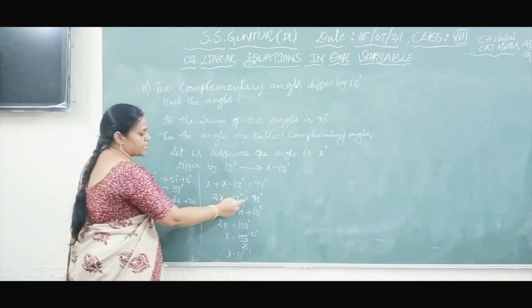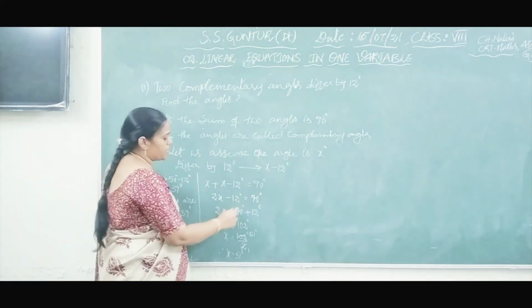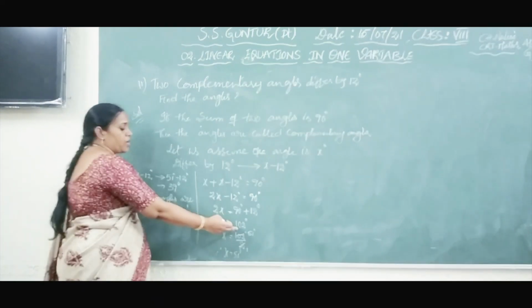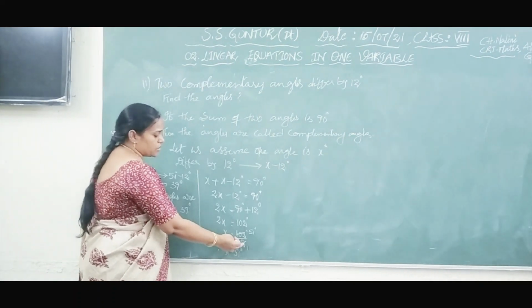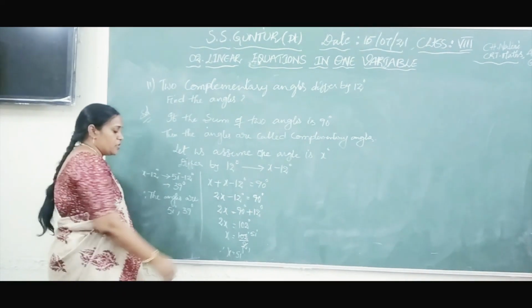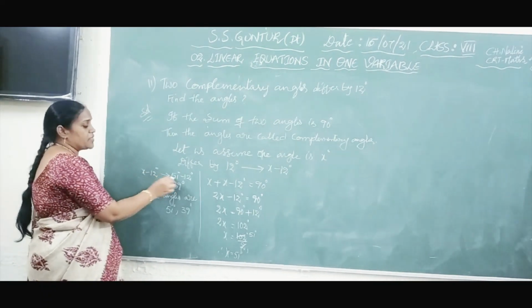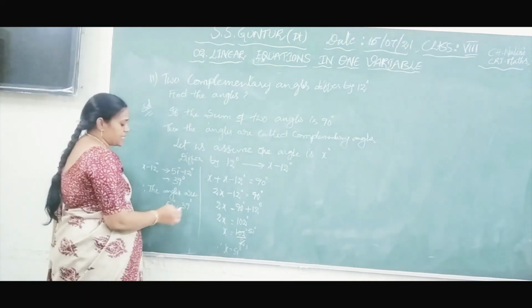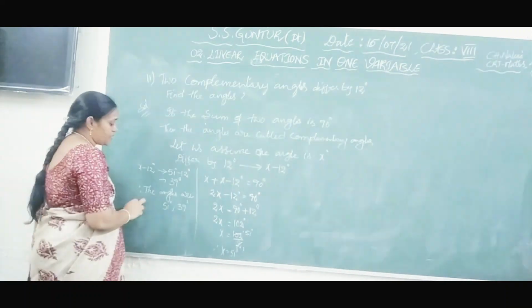Now taking the x part to one side, 2x is equal to 90 minus 12, transfer that side, plus 12. 2x is equal to 102 degrees. x is equal to 102 by 2. Two twos cancel, and 102 gives 51. Therefore x is equal to 51 degrees. Now the second angle is x minus 12, that is 51 minus 12, 39 degrees. Therefore the angles are 51 and 39 degrees.